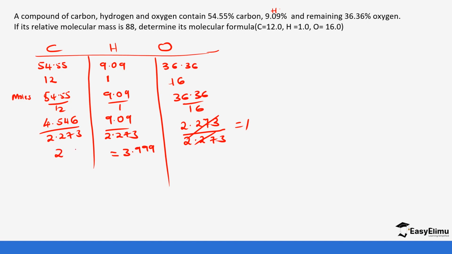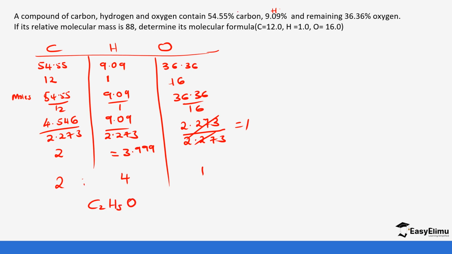So this is the same as 2 is to 4. Remember, you can round off, because if you round this to a whole number, it's going to be 4, and it's possible because you can see it's 0.9 and then 1. So when you write the empirical formula, it's going to be C2H4O. So next, we are not done.